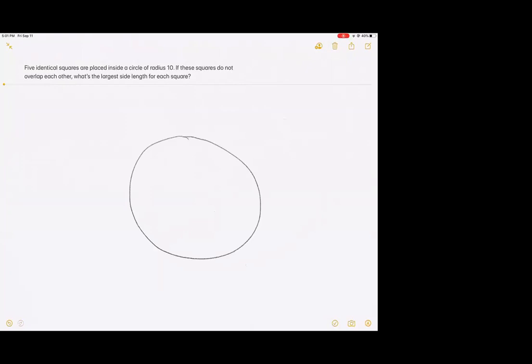The first thought that came to mind is using a plus sign for the squares. Like this? Yes. And I figured that must be the largest. How do you know this is the largest one?